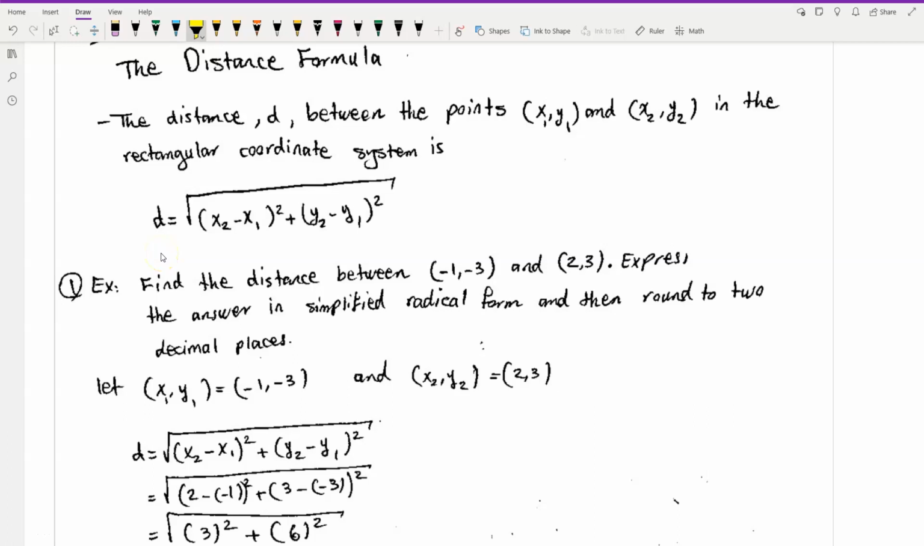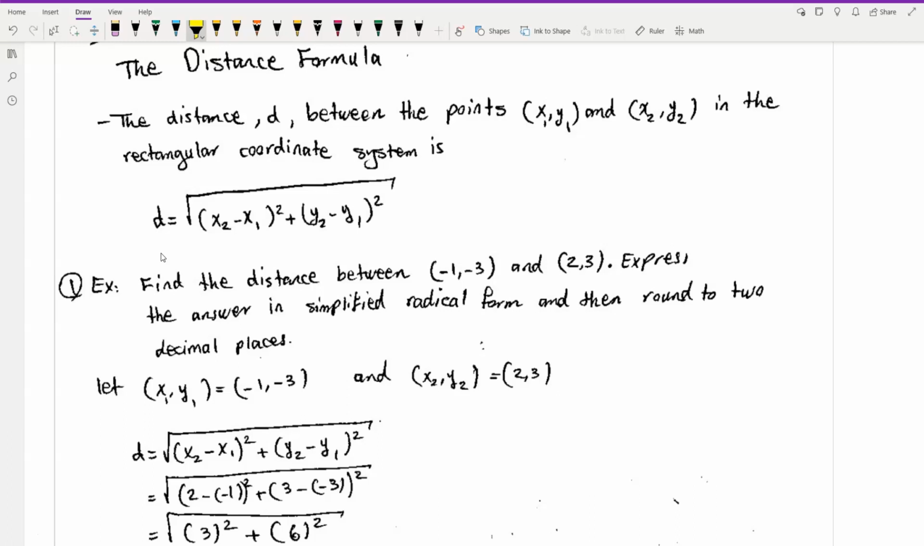Here in this section we have the distance formula. The distance d between the points (x1, y1) and (x2, y2) in the rectangular coordinate system is equal to the square root of the change in x, so we have (x2 minus x1) squared, plus the change in y, (y2 minus y1) squared.